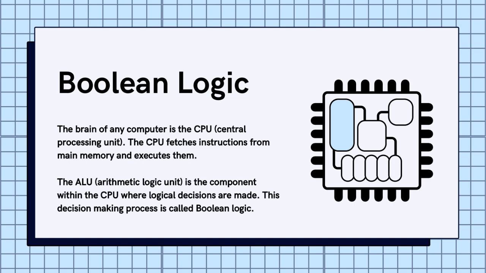When the CPU needs to decide, for example, whether a condition is true or false, it relies on the ALU to make that call. And this process of making decisions based on logical conditions is what we call Boolean logic. So, in short, Boolean logic is the foundation that allows computers to evaluate conditions and make choices, enabling all the complex operations we rely on every day.